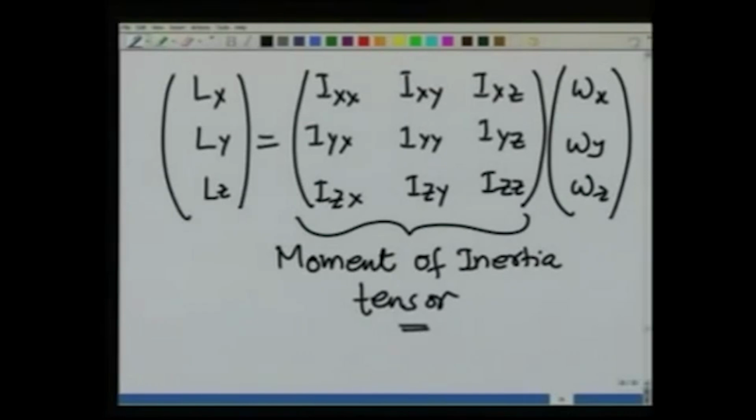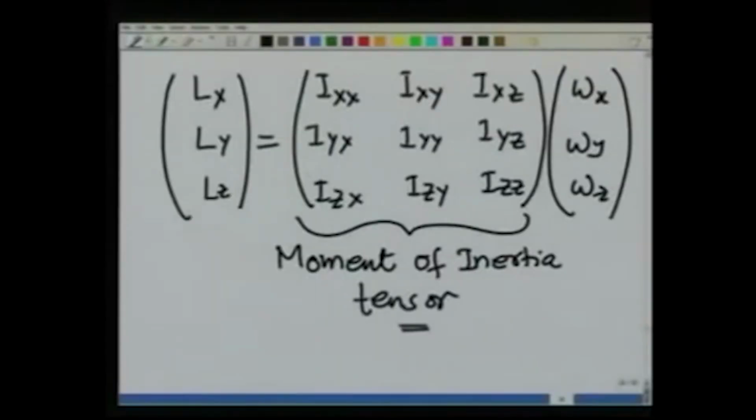So, the situation is quite complicated. To calculate Lx, Ly and Lz, we need these 9 components, well really 6 components, because these components are equal: Izx is equal to Ixz and Izy is equal to Iyz. 6 components, multiply them by omega x, omega y and omega z and calculate the angular momentum.